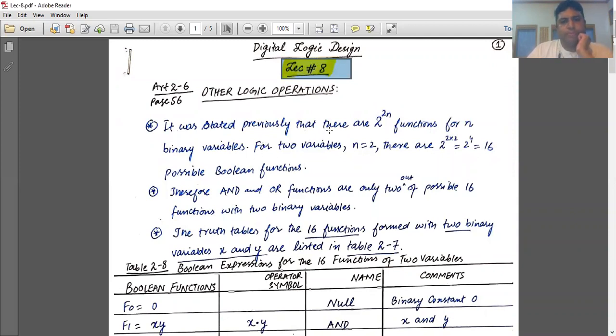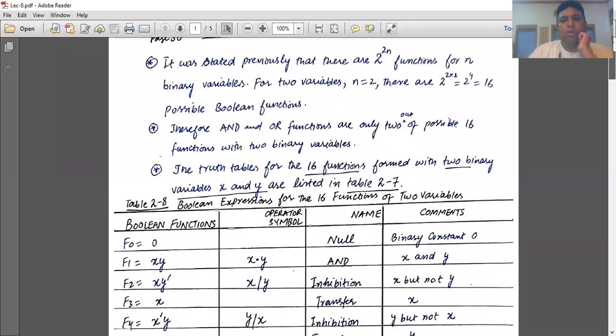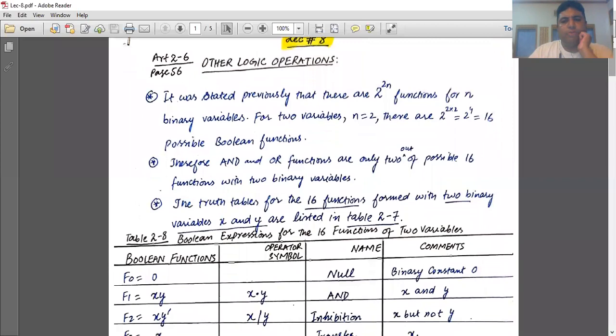Okay, what this lecture covers is Article 2.6, other logic operations. So far, we have covered AND, OR, and NOT operations of binary variables.